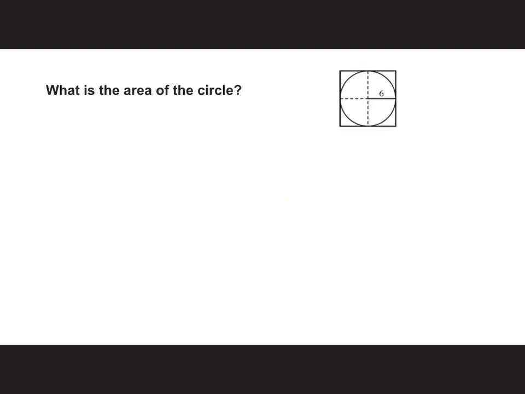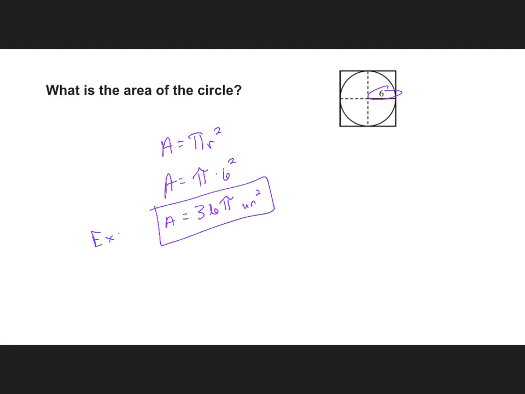Moving on. Next problem, we want to find the area of this circle. Again, my radius is 6, so apple pies are 2. Pi times 6 squared gives me 36 pi. We don't have a label, so I'm going to call that units squared. So there is my exact.